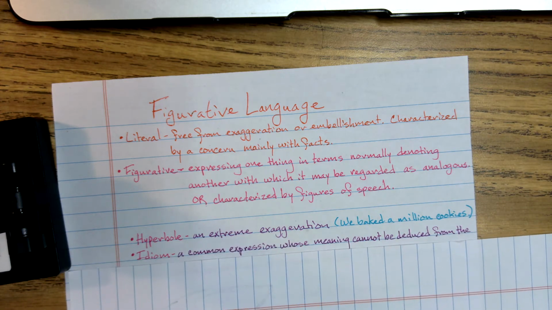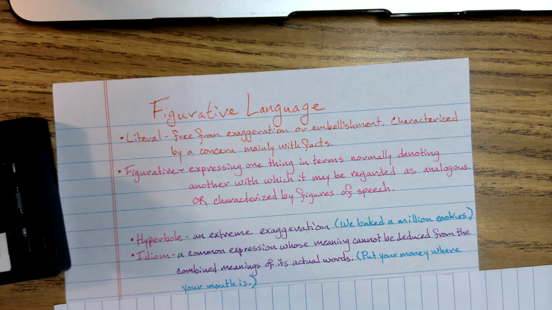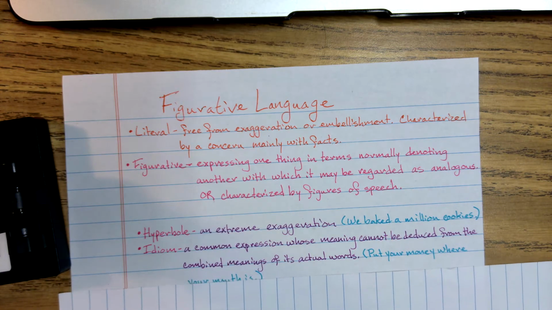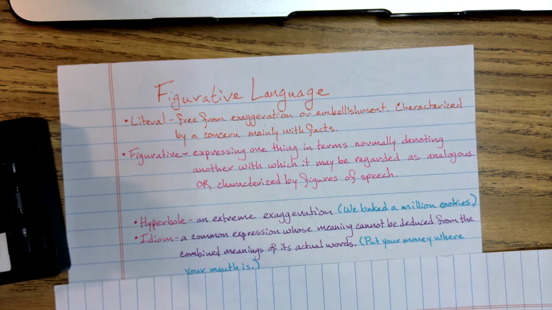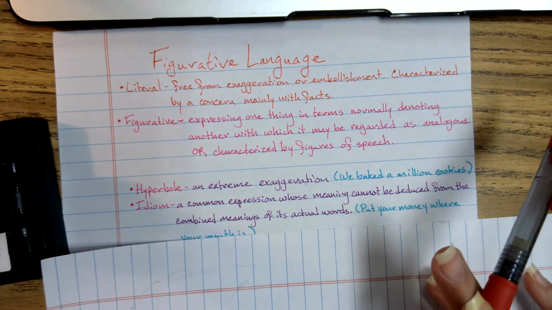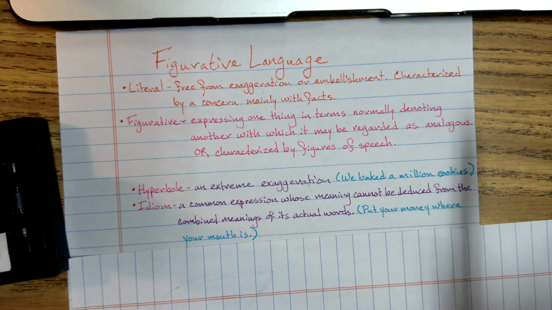Idioms. Okay, an idiom is a common expression whose meaning cannot be deduced from the combined meaning of its actual words. Put your money where your mouth is an example of an idiom. So every language has idioms, and idioms are basically just things that don't say exactly what they mean. Okay? It's raining cats and dogs. Was it actually raining cats and dogs, or was it just raining and it sounded super loud? Like it was raining something really heavy.